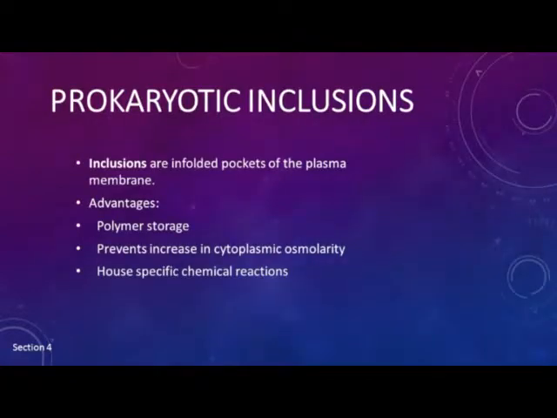Though bacteria do not have membrane-bound organelles inside of them, they do have something close, known as inclusions. Inclusions are infoldings of the plasma membrane. The advantage of having inclusions is that you can store polymers there. You can prevent the increase of the saltiness of the liquid inside of the bacteria if you store sort of salty molecules in these little membrane infoldings. These infoldings, just like regular organelles, can house specific chemicals that the bacteria wants to isolate until the right time when it needs to do certain reactions.